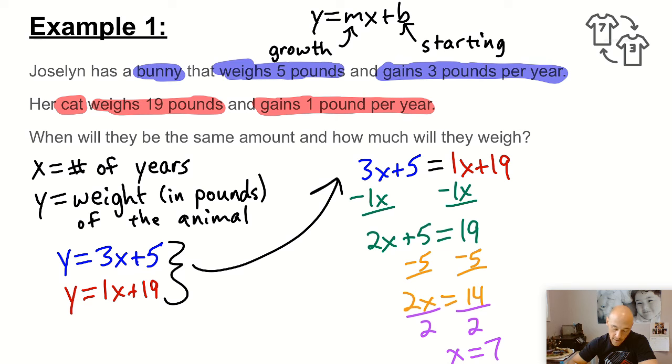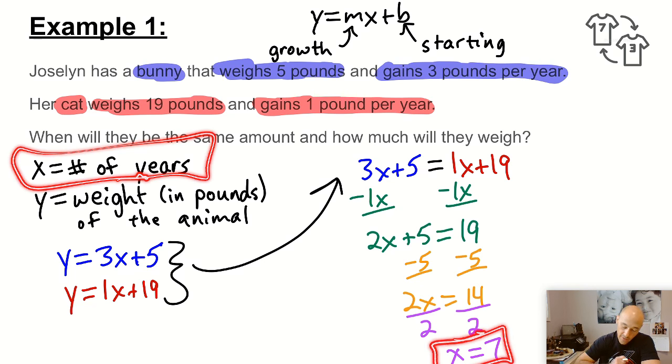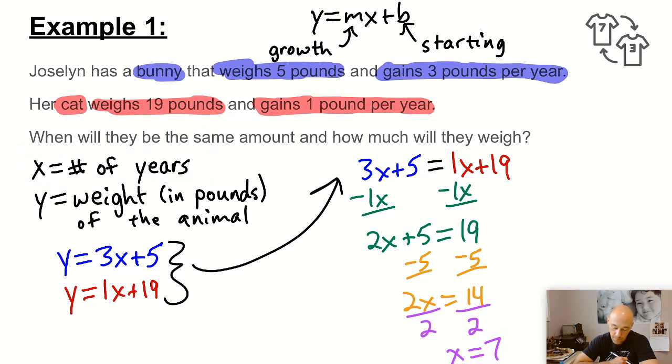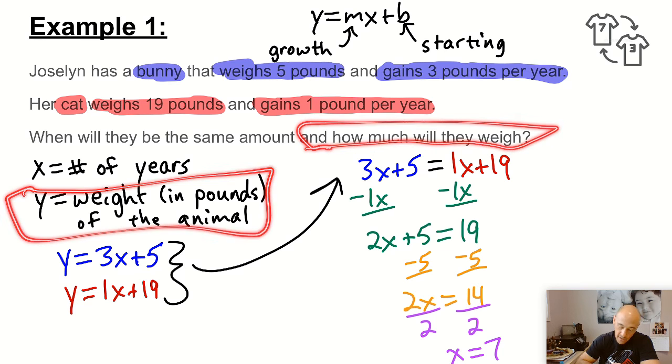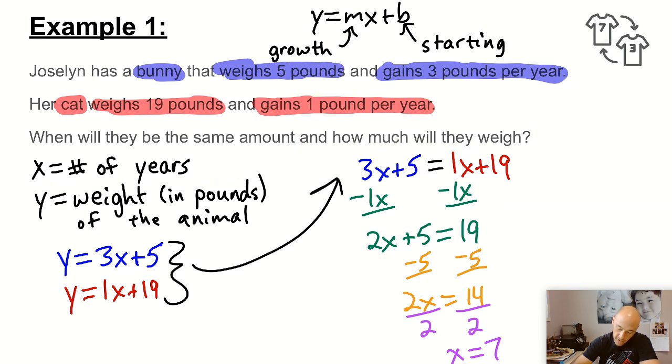So I've solved the equation, but since x is the number of years, that means that in 7 years they're going to weigh the same. But I also want to know, how much will they weigh? Well, y is the weight. So I still need to do some work. I need to plug x is 7 into either one of my equations, and then solve for y.